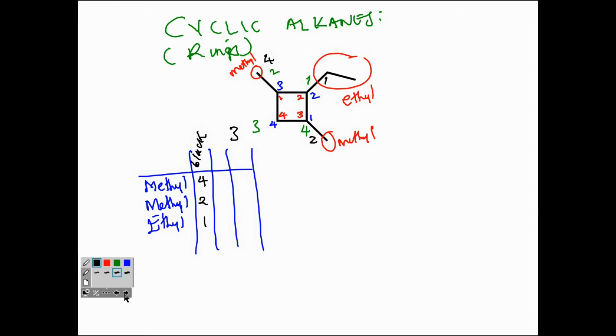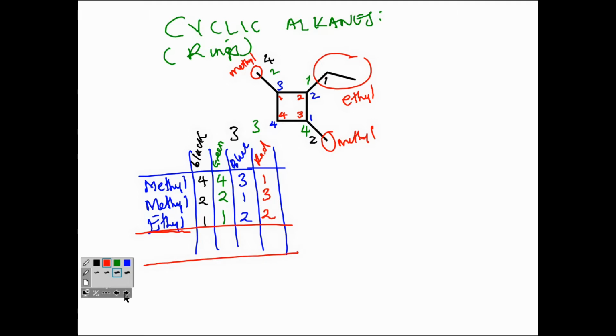Following the green numbering, you have 1 methyl on 4, another methyl on 2, and the ethyl on 1. So those 2 have the same set. Then following the blue numbering, you have the methyls on 3 and 1, and the ethyl on 2. Following the red numbering, you have 2 methyls on 1 and 3, and the ethyl on 2.